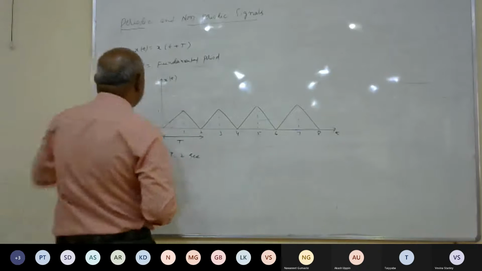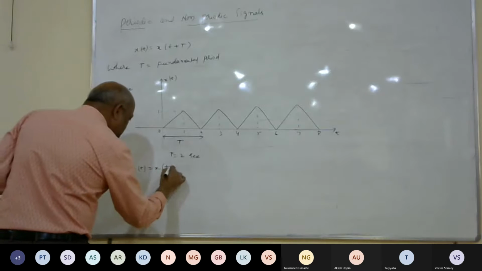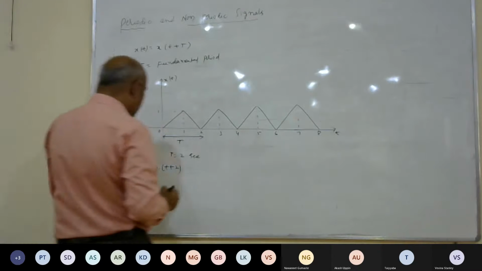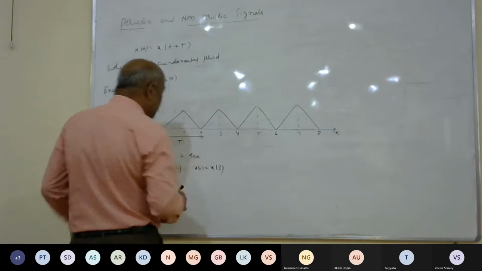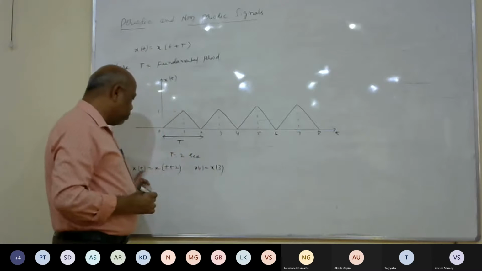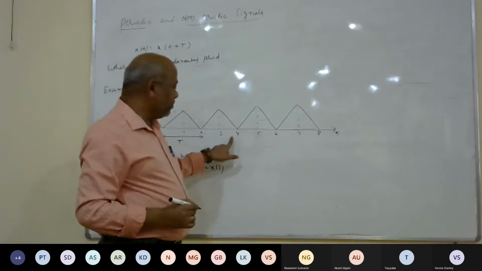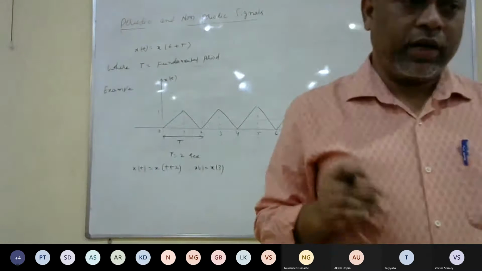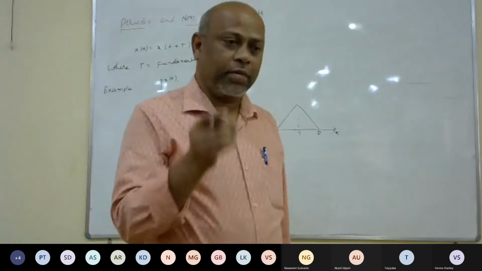Now, you can check with this mathematical equation. That is, x of t is equal to x of t plus 2, since the fundamental period is 2. Suppose we take t equal to 1: x of 1 is equal to x of 3. See, x of 1 value is 1, and x of 3 value is also 1. If I take t equal to 2, x of 2 must be the same as x of 4. As x of 2 value is 0, x of 4 value is also 0. That means it satisfies the mathematical expression I have given for periodicity, x of t equals x of t plus capital T.